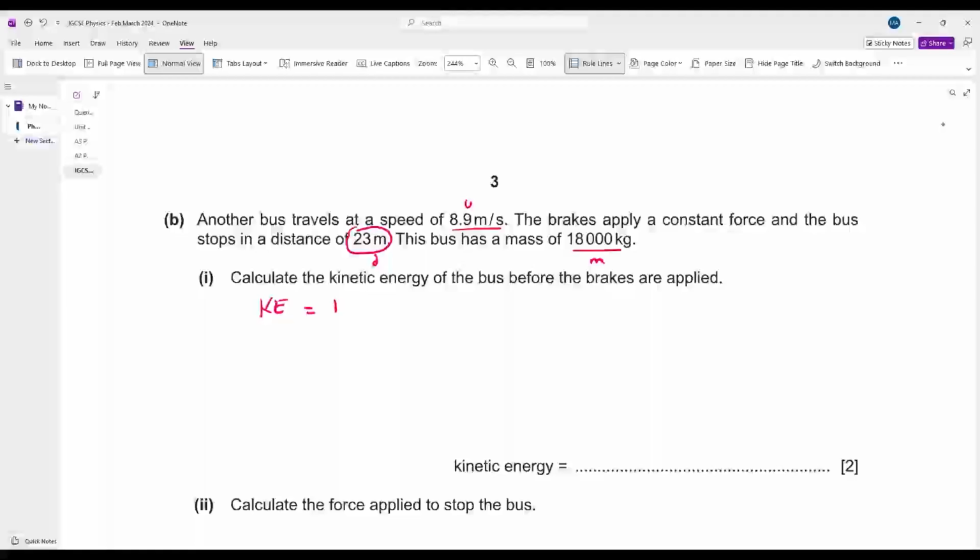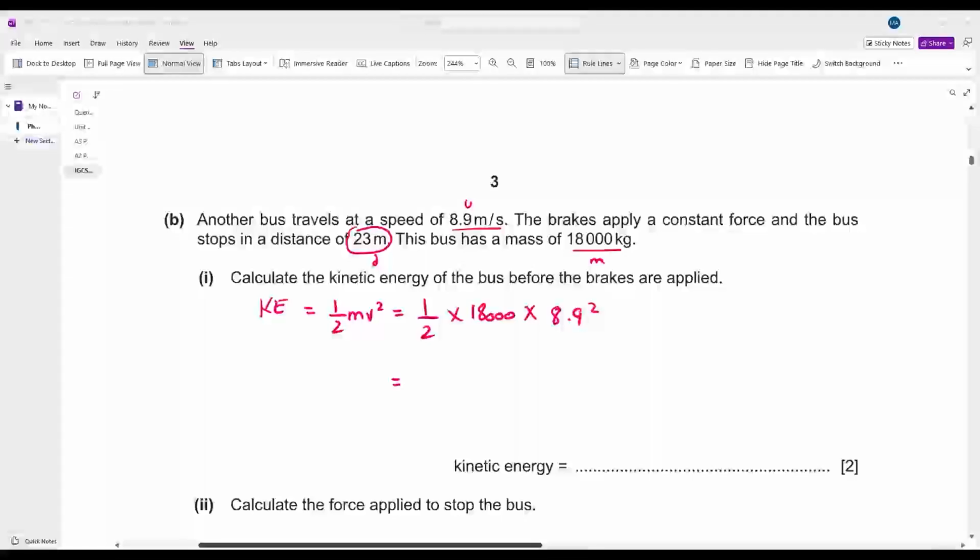Kinetic energy is equal to 1 upon 2 mv square. बेटा मास क्या है बस का? 18,000. What is your velocity of the bus? 8.9 square. Can you calculate the kinetic energy of the bus? Easy peasy, lemon squeezy. 7.1 into 10 raised to the power of 5 joules is your kinetic energy. Simple as that. Let's further move ahead.